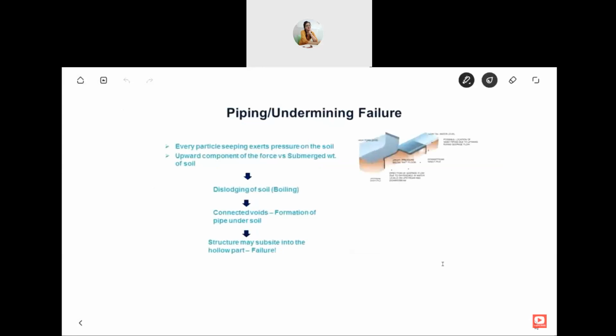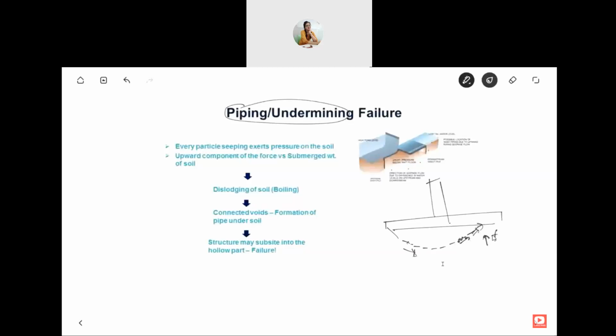The next interesting part is known as piping or undermining failure. As we saw in the previous slides, water seeps through from upstream to downstream. When the water seeps, it exerts some drag force on the soil. So if this is the soil particle, force acts tangentially towards it. Here it is acting this way, but if you go towards the downstream, near the exit, there is an upward component of force.